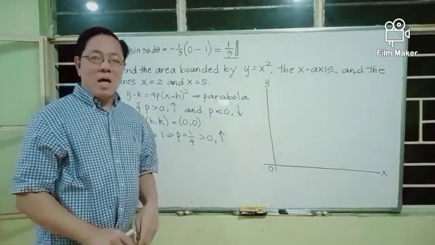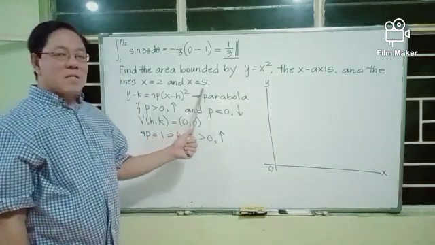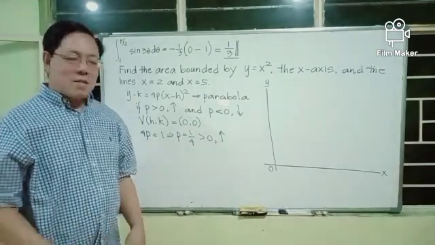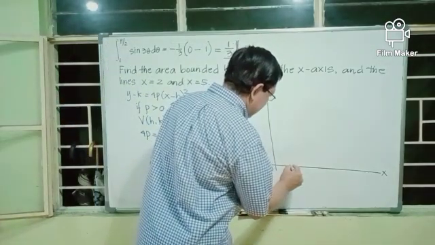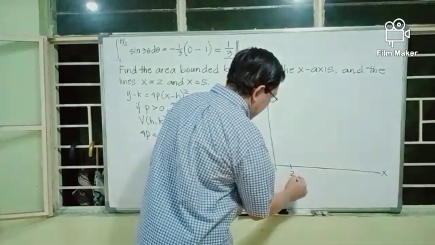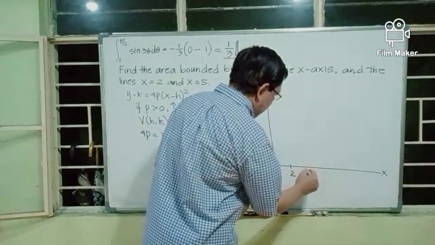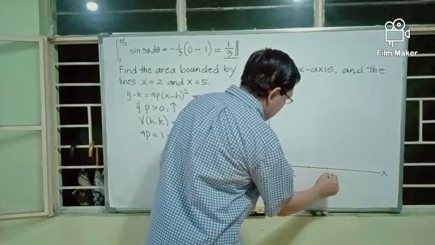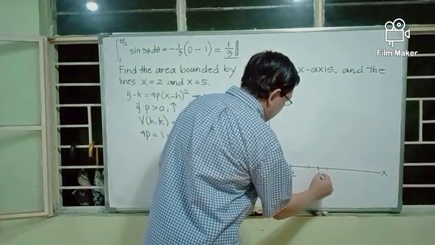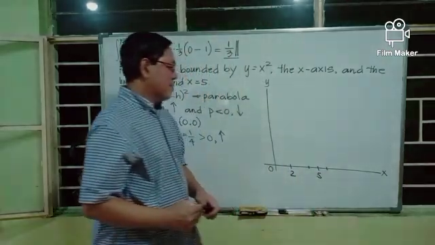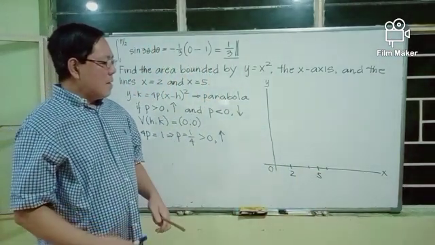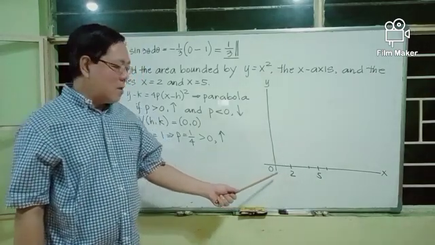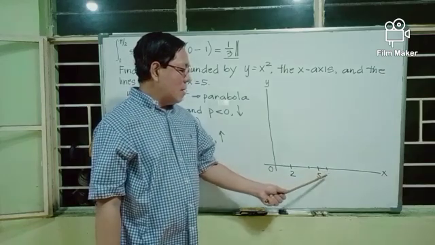We start with the lines x equals 2 and x equals 5. Locate these points on the positive x-axis. I have used 2-unit intervals: 2, 4, 6, and this is 5.